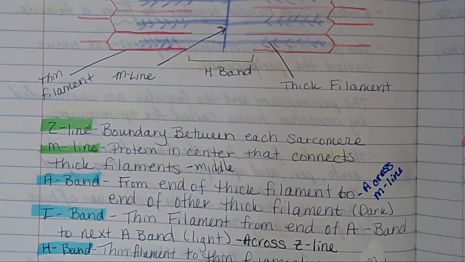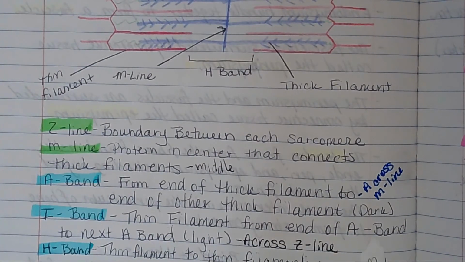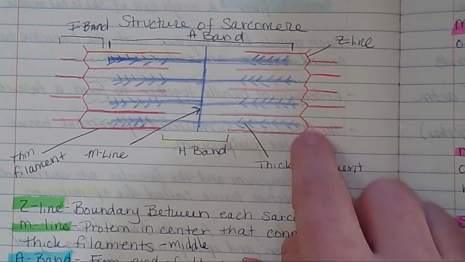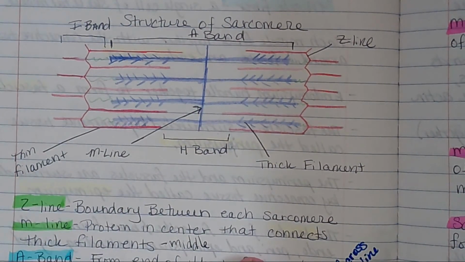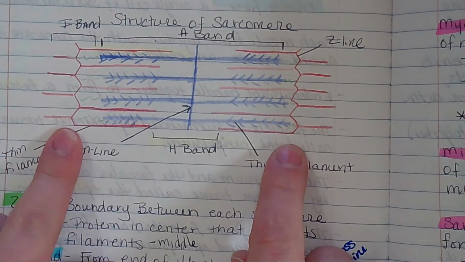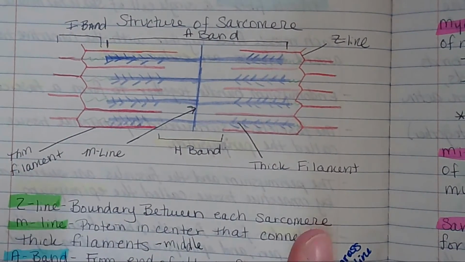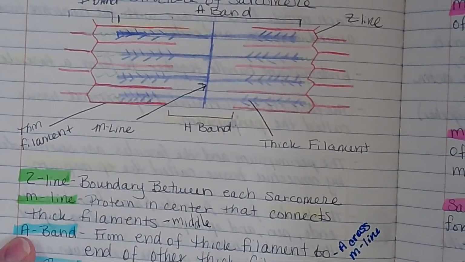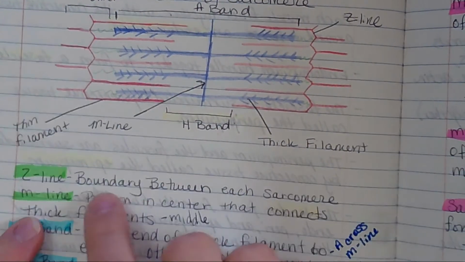All right, so the first boundary, when we're talking about the actual structure here, we go from a particular area that we call the Z line. You can see that over here, and we call it the Z line because it forms this kind of zigzag pattern back and forth, sort of like the letter Z. And this is the boundary point between each individual sarcomere. So we go from Z line to Z line, and that is one sarcomere.